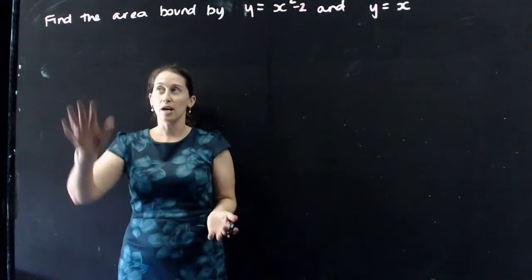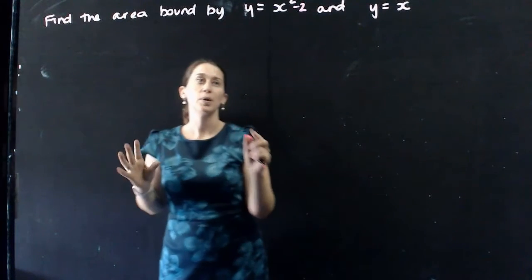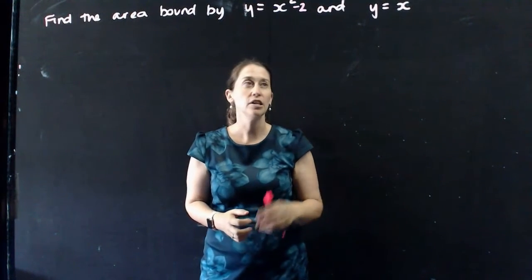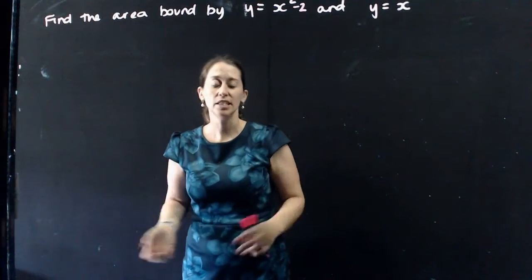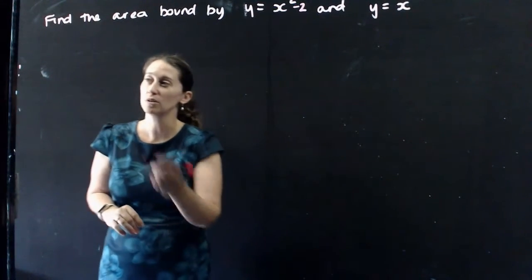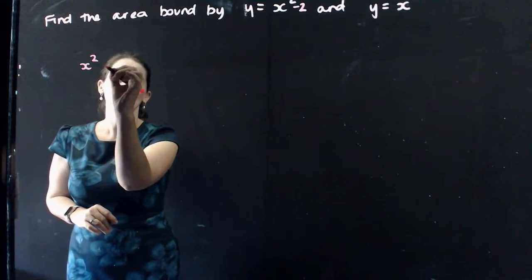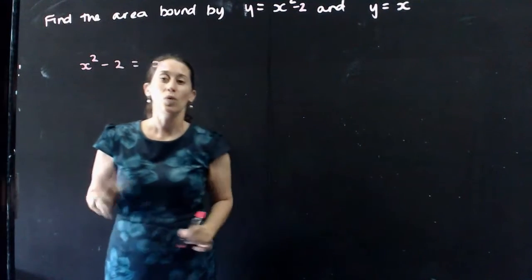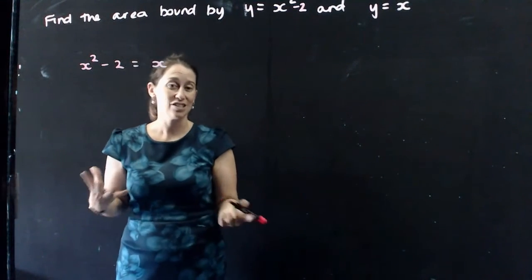So I'm going to do an example now where I want to find the area bound by the curve y equals x squared minus 2 and the line y equals x. And I need a sketch. And without the sketch we can't tell which is on the top and which is on the bottom. So firstly I need to find out where they intersect. So when I'm looking at how they intersect, I need to solve.